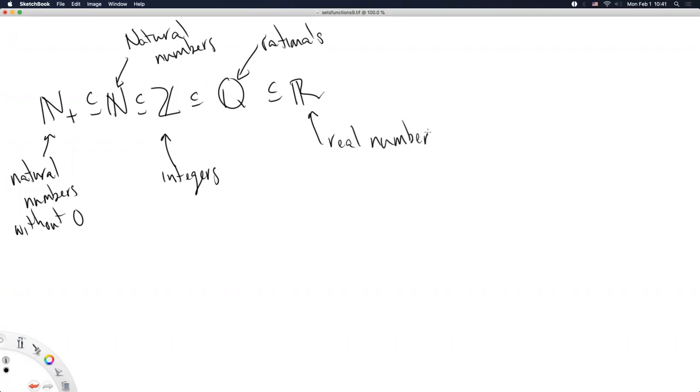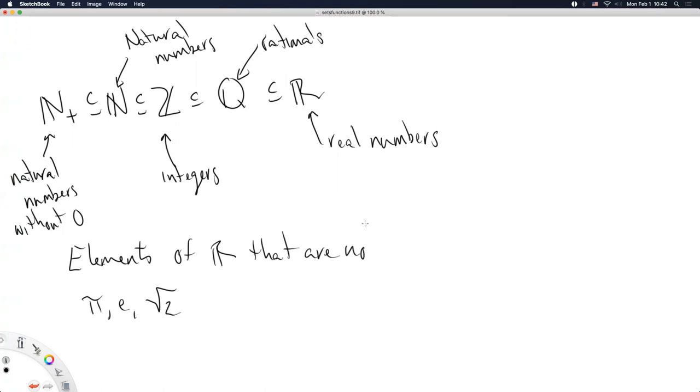So the real numbers, as far as this class is concerned, is essentially the biggest set we're going to work with. The real numbers has elements in it that are not included in the rationals. Can somebody name some real numbers that are not included in the rationals? Pi, e, square root of 2. Those are perfect examples. Elements of R that are not elements of Q.